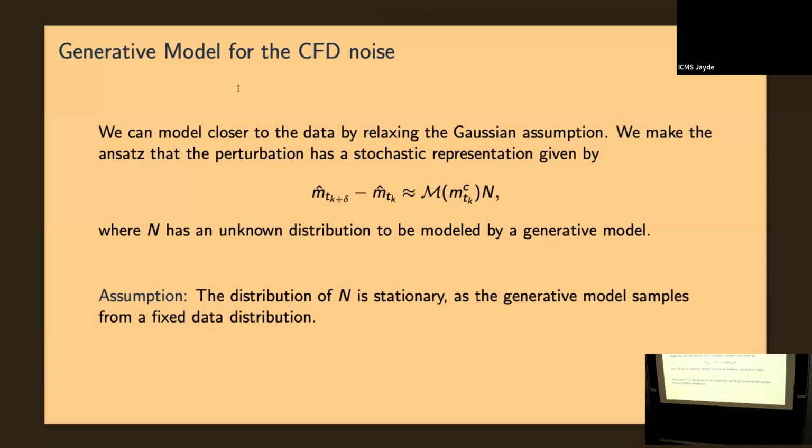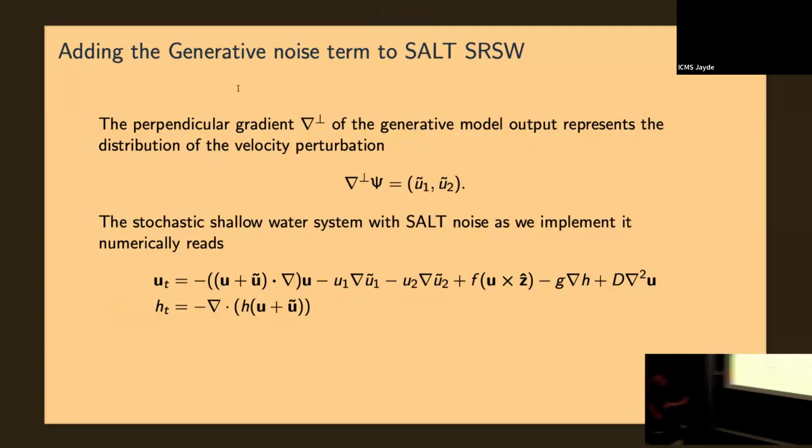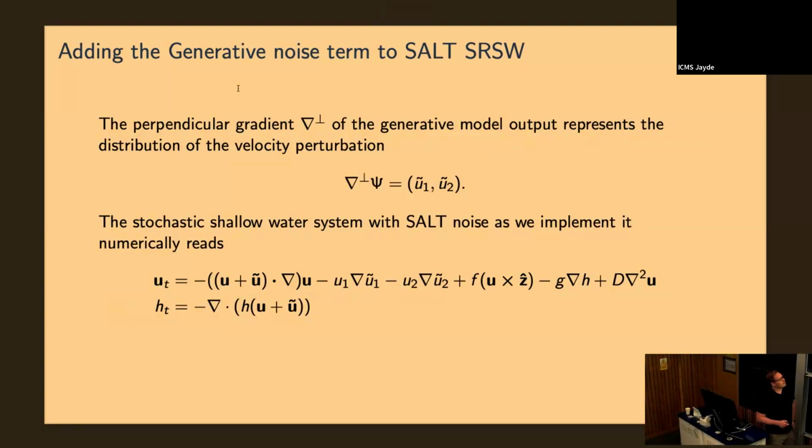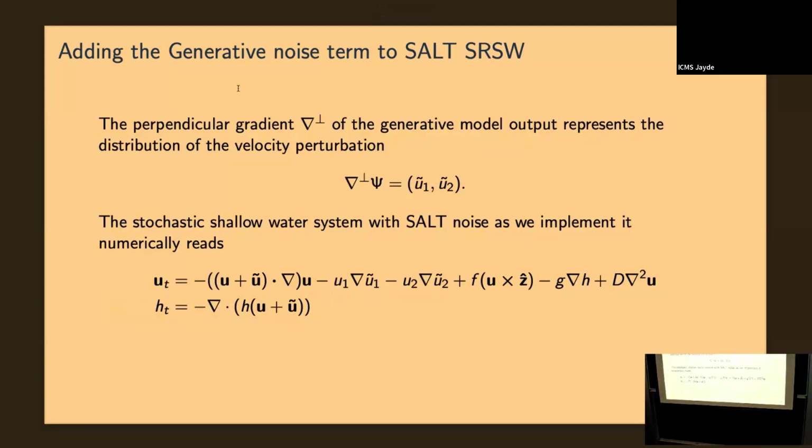So maybe with one sample, we won't get a good model. So we make this assumption. Because the data is thought of as a stream function for the velocity perturbations, the output that we obtain from the generative model will represent the velocity perturbations like this. You take the perpendicular gradient of the output of the generative model, and this gives you the perturbations U1 tilde and U2 tilde for the velocity in the shallow water model.